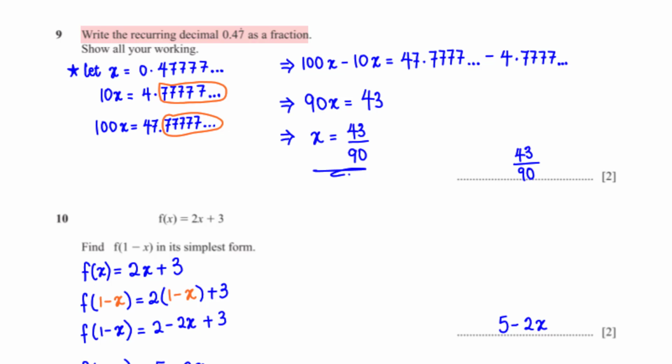47.7777. So since 10x and 100x have a similar pattern of numbers after the decimal point, we will carry them on to the next step. And so we have 100x minus 10x equals 47.777 minus 4.777. The recurring decimals cancel out and we have 90x equals 43. When we make x the subject, we have 43 over 90.